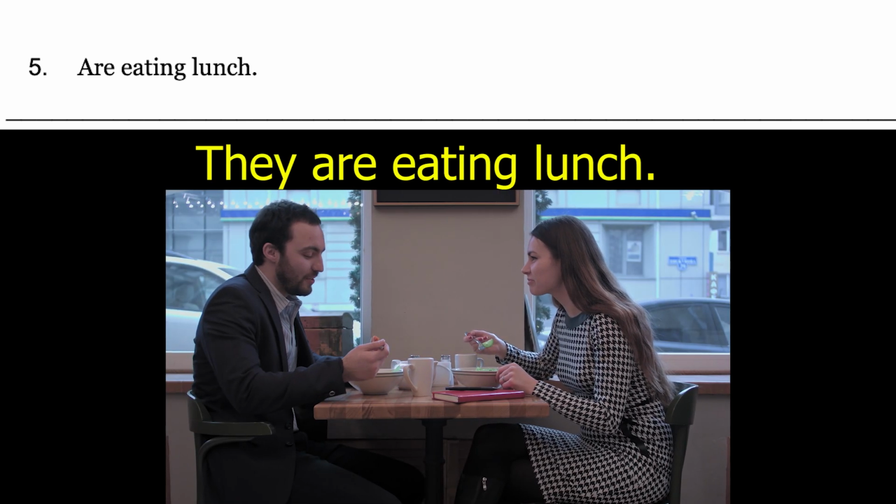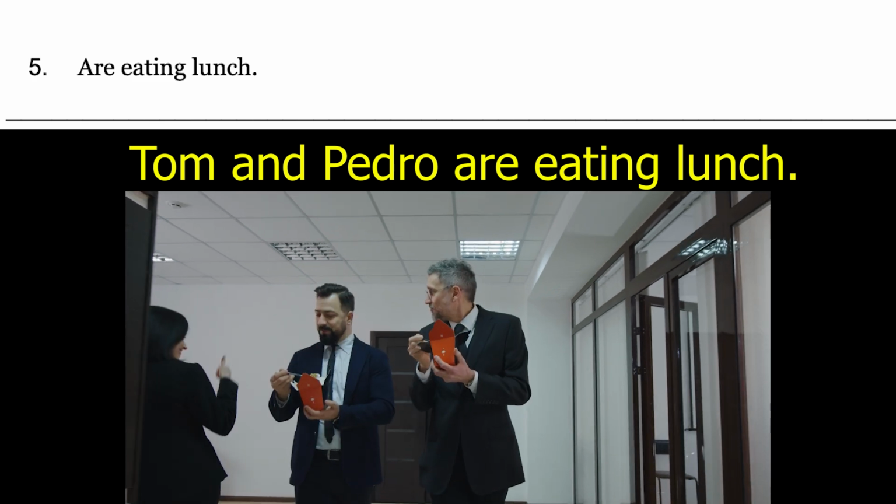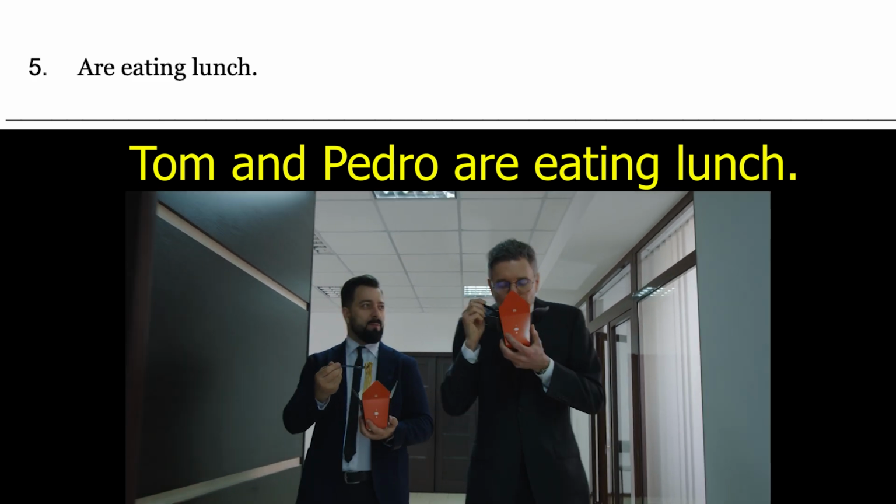Let's look at number 5. It reads, are eating lunch. Here we need a plural subject because the verb to be, are, indicates that the subject is plural. Pause the video here and add a plural subject. So here we could use something like they are eating lunch, or Tom and Pedro are eating lunch, and so on.